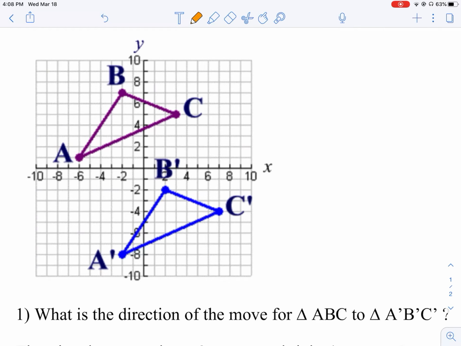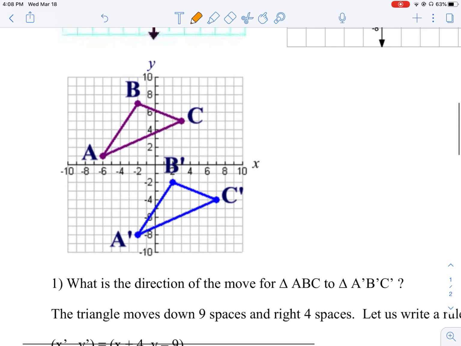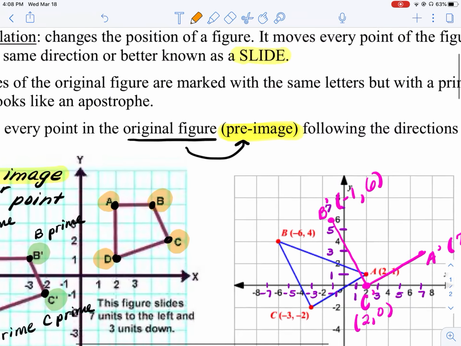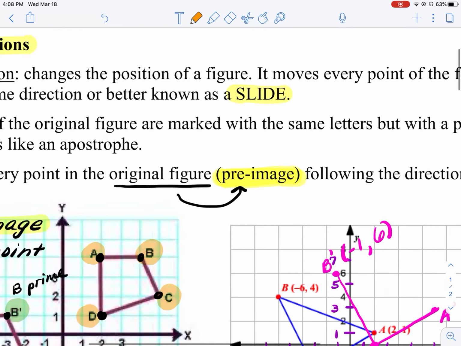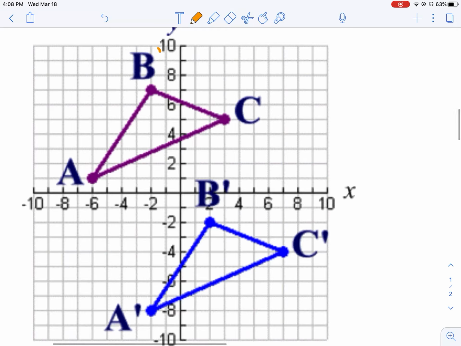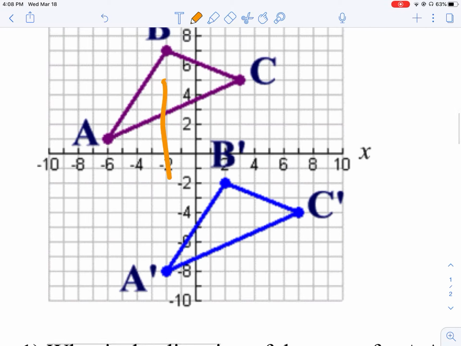Now, how do I know which one is the original? Well, the original, or what we call the pre-image, from a moment ago, we know because it won't have that little apostrophe. This one does have the apostrophe, meaning this is the new, and this is the old. So I started up here and went to my A prime, B prime, and C prime.